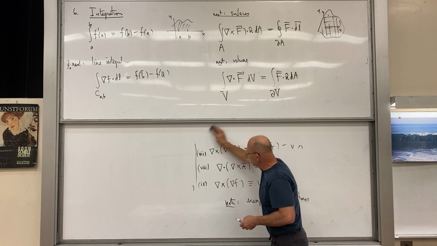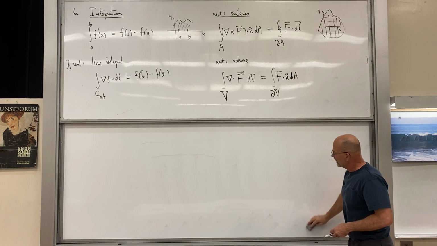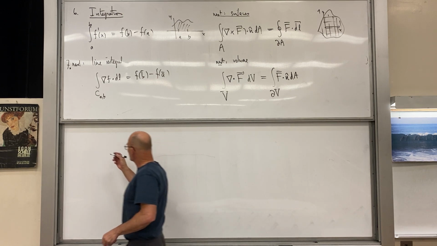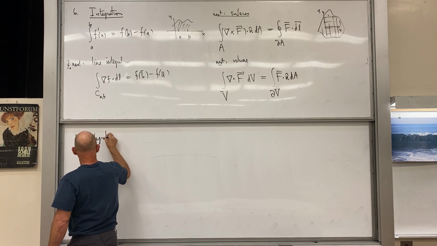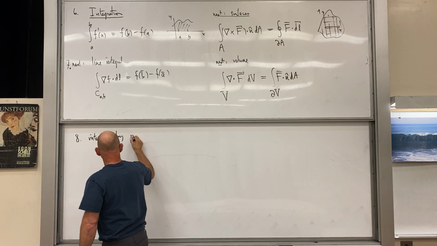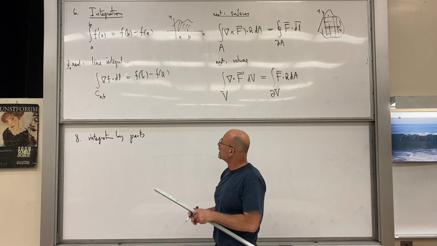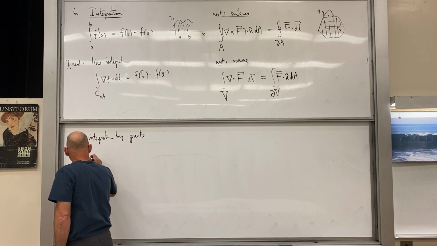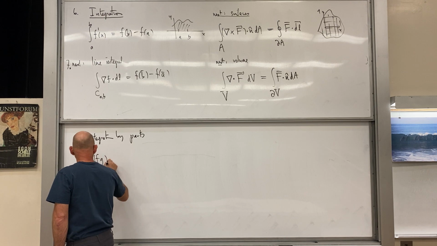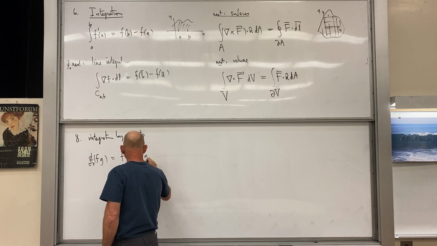I'm going to make use of one of these that I just erased here. So we do integration by parts. I'll number this 8. And we're going to just take our fundamental theorem here and start with d/dx of f and g equals f prime g plus f g prime.